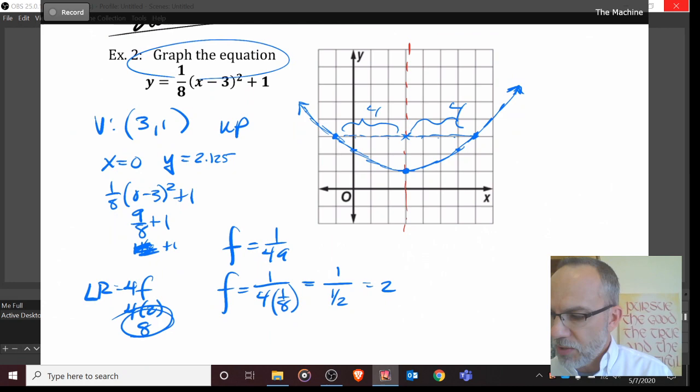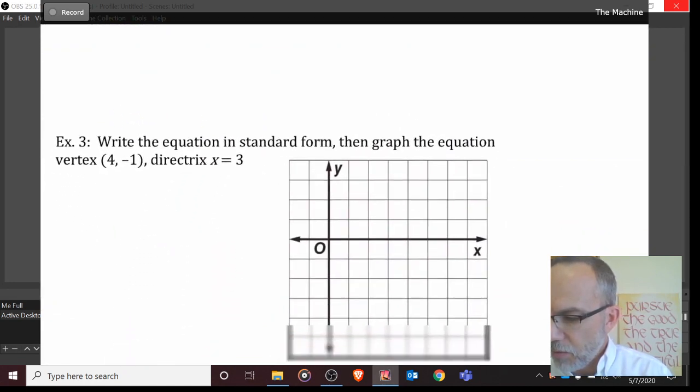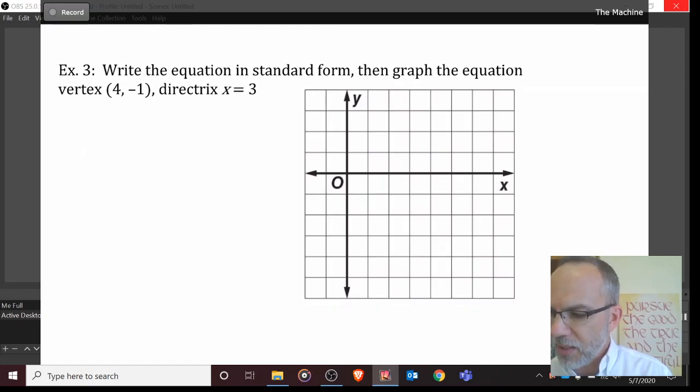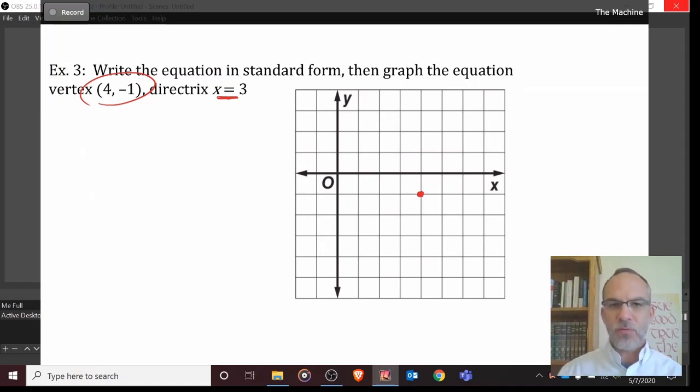All right? So now let's try this one. Write the equation in standard form, then graph the equation. The vertex at (4, -1), and the directrix at x equal to -3. Okay, so the vertex (4, -1). Let me plot that point. That's 1, 2, 3, 4, -1 right there. And then the directrix is x equal to -3.